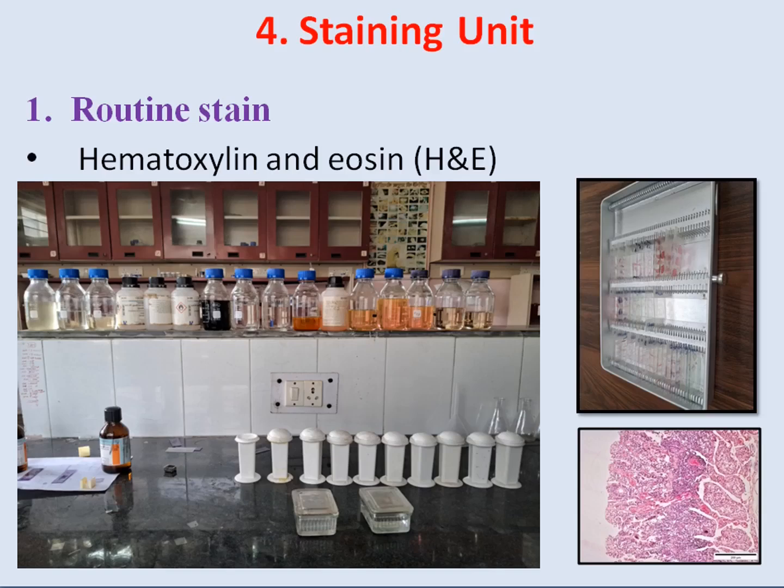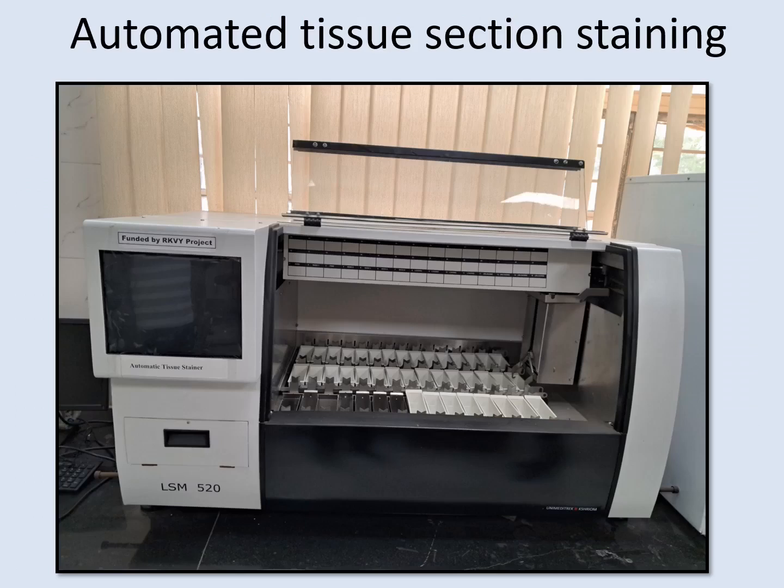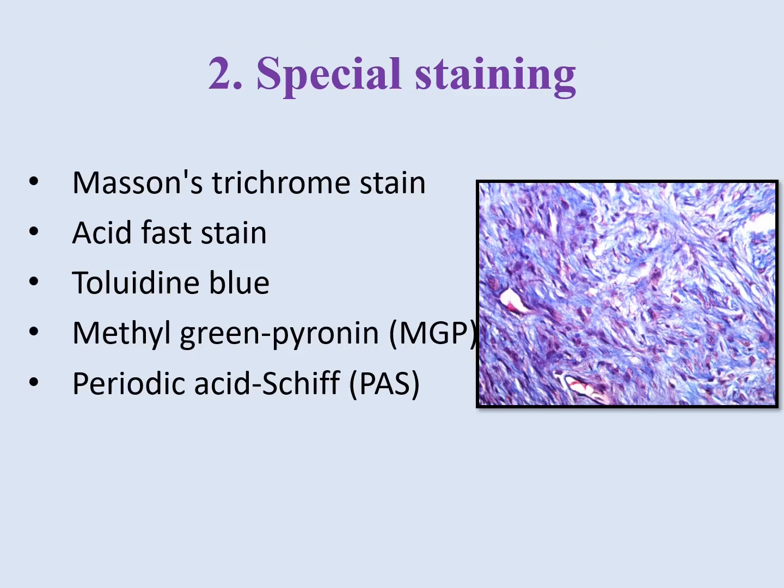You can see the rightmost image of the stained slide, and if you view it under the microscope you will see the cells as seen in the rightmost corner. Now again, this is automatic. You are seeing an automatic tissue section staining machine. This machine is very costly, as I have said earlier, but it gives similar results as the manual method.